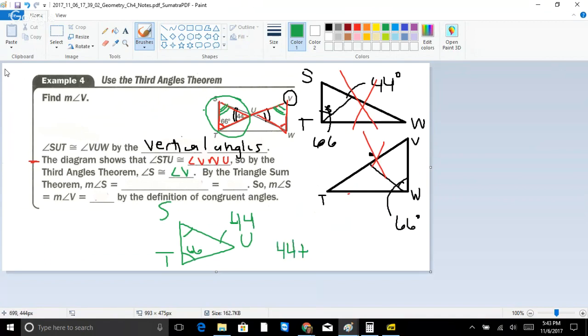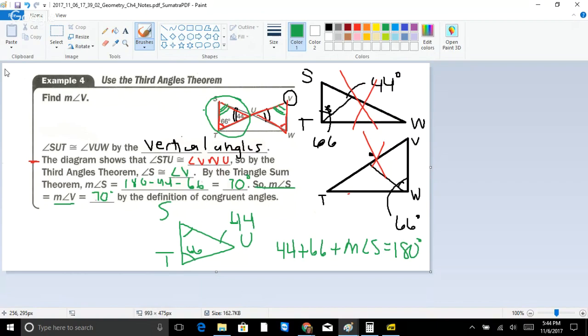So 44 plus 66 plus the measure of angle S added together equal 180 degrees, because every triangle adds up to 180 degrees. If you want to fill in the blanks, it's 180 degrees minus 44 minus 66, which gives 70 degrees. Angle S is 70 degrees. So if the measure of angle S is 70 degrees, then the measure of angle V is also 70 degrees, by the definition of congruent angles.